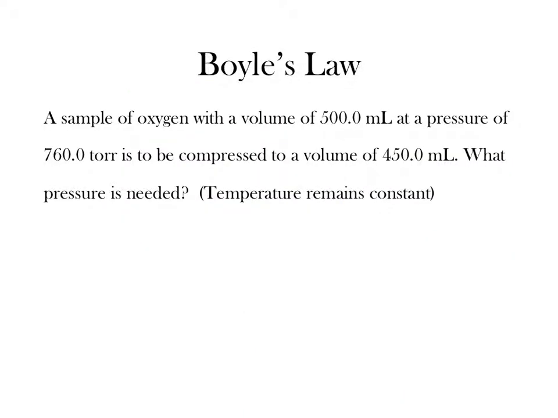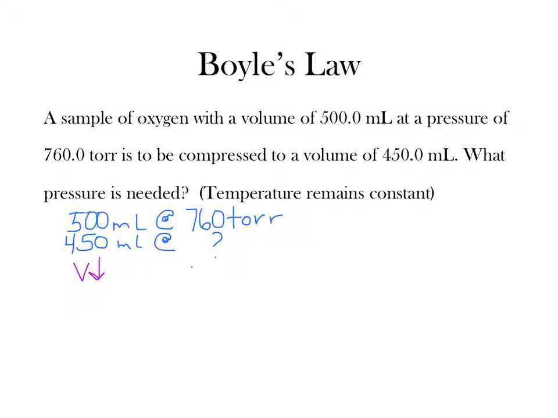Let's try a math problem related to Boyle's law. A sample of oxygen with a volume of 500 milliliters at a pressure of 760 torr is to be compressed to a volume of 450 milliliters. What pressure is needed if temperature remains constant? So let's see what's happening here. The volume is going from 500 to 450, so the volume is going down. If volume goes down, pressure should be going up. You need to look at this relationship for every single problem so we can predict what our answer is going to be, so you can tell whether your answer makes sense. Volume's going down, pressure's going up.